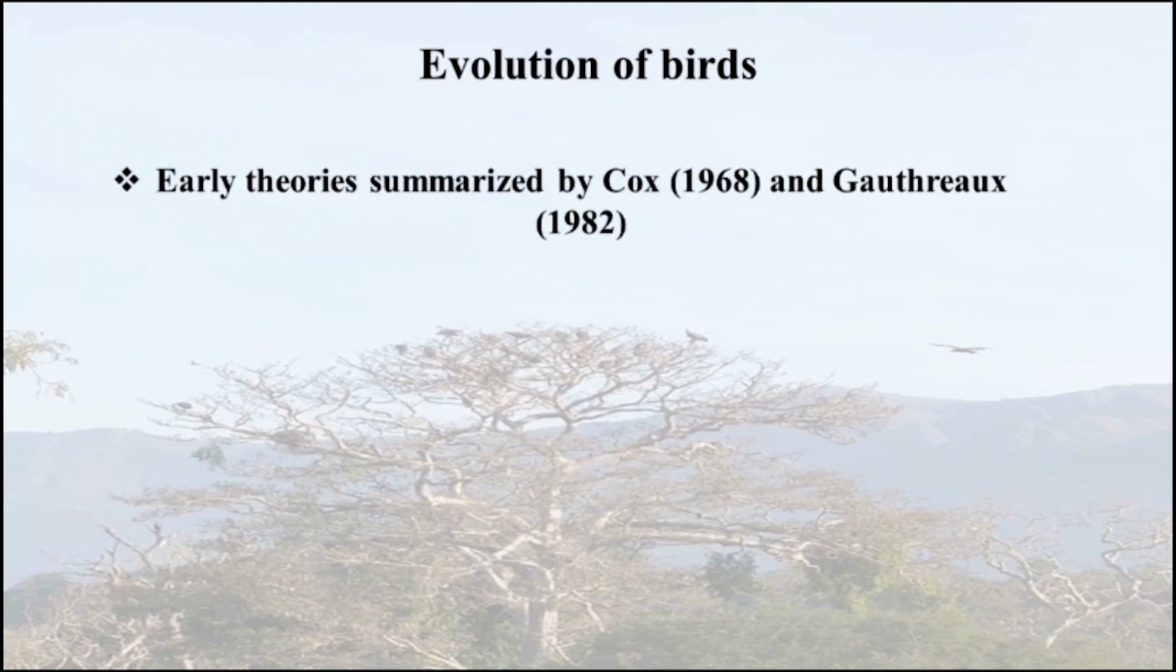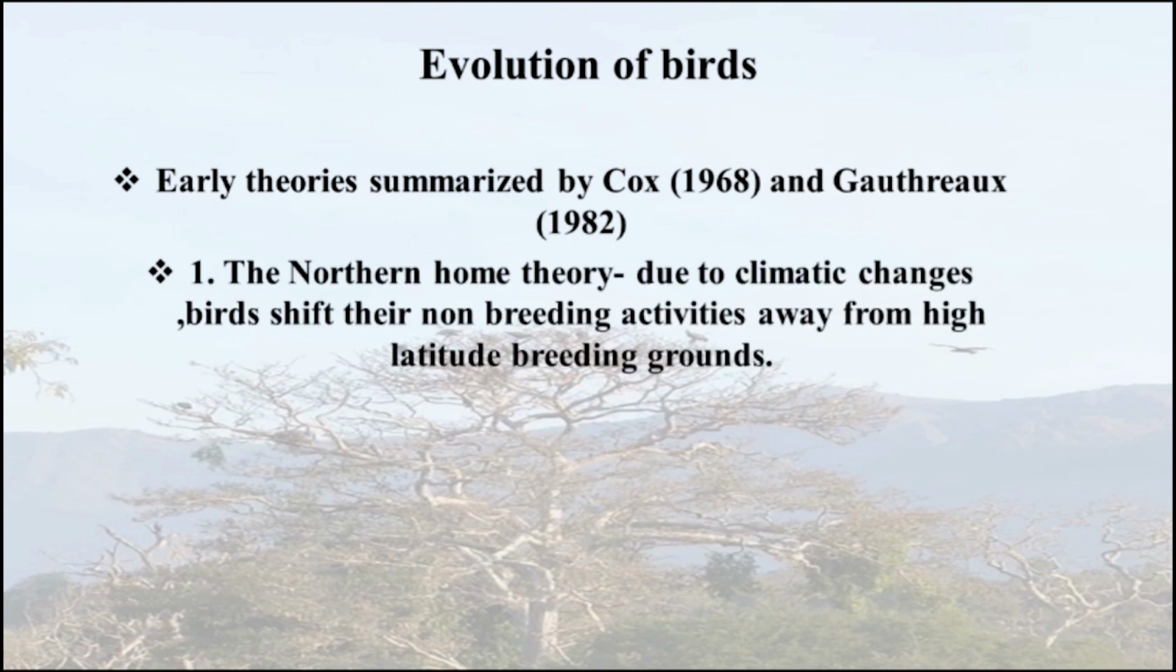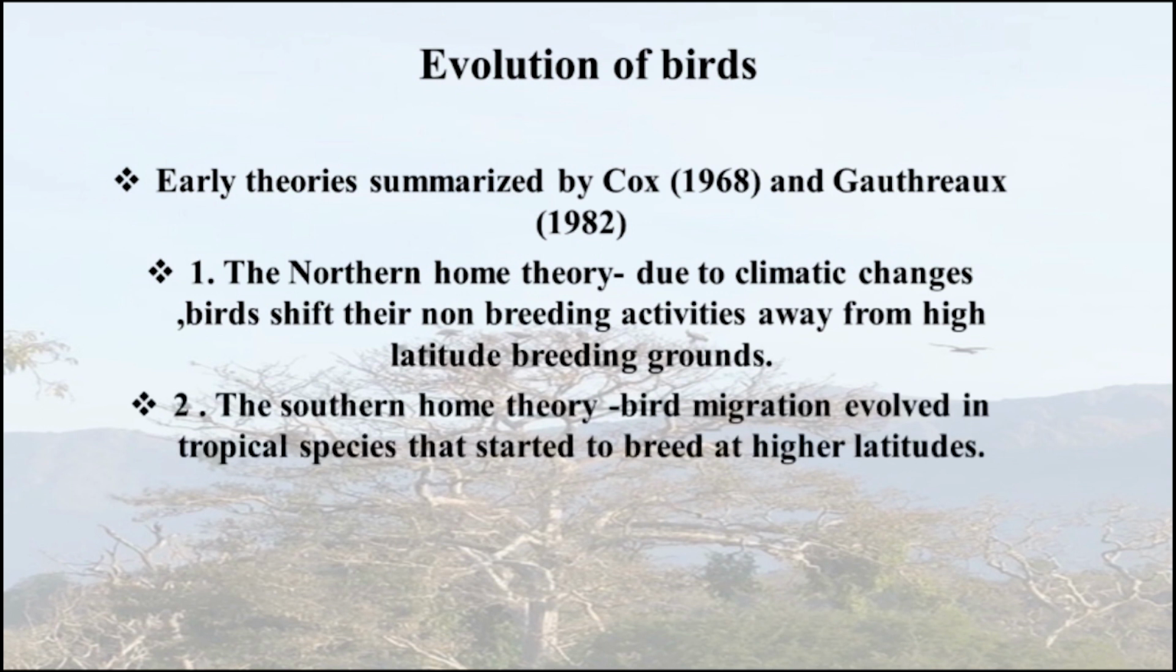Evolution of birds. Early theories about the evolution of migration were summarized by Cox in 1968 and Gauthreaux in 1982. The northern home theory assumes that, due to climatic changes, birds had to shift their non-breeding activities away from high-latitude breeding grounds. The southern home theory assumes that bird migration evolved in tropical species that started to breed at higher latitudes.